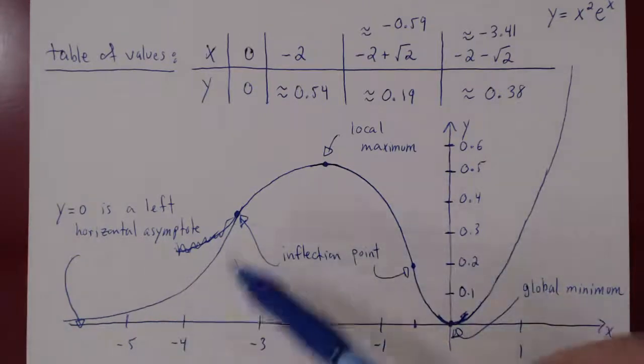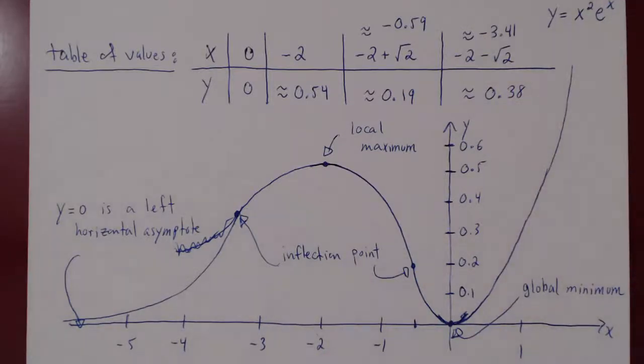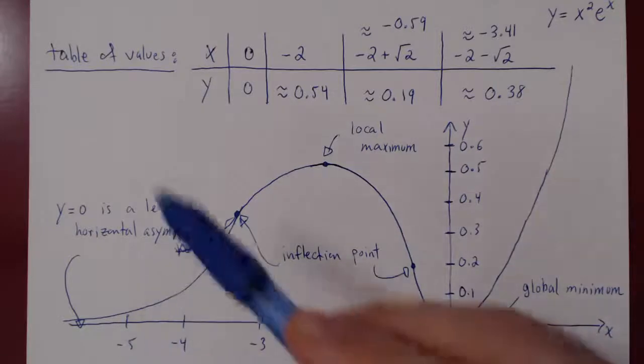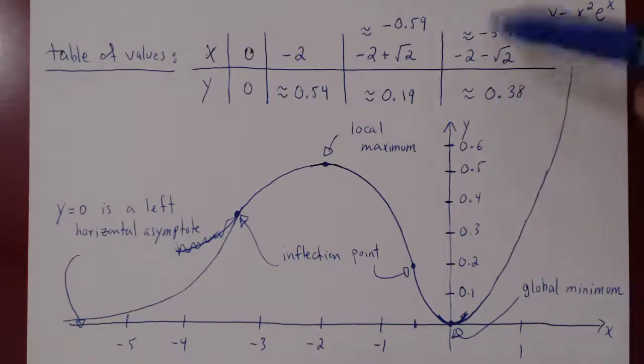And now we have sketched very accurately the function x squared e to the x using our first and second derivative. And once again, I don't think you could have guessed that the graph of x squared e to the x would look like this, with a global min, a local max here, two inflection points, and a left horizontal asymptote of y equal to 0. We have again a highly non-trivial graph, but with the help of our first two derivatives, it wasn't too bad.